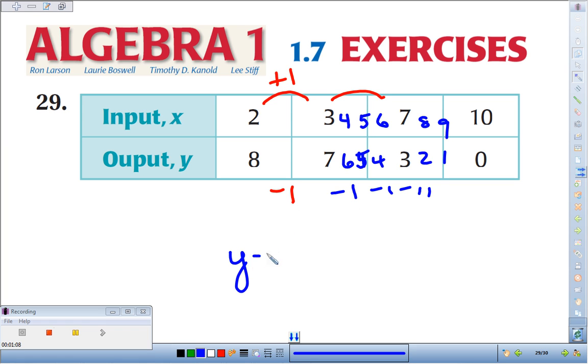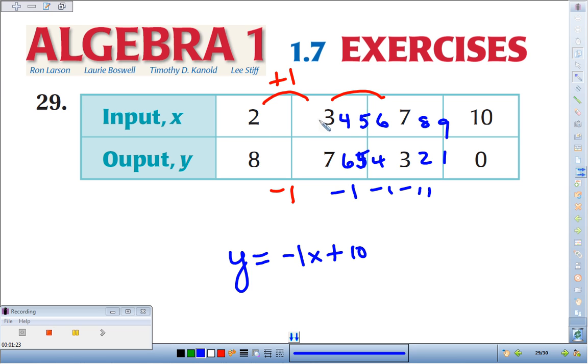Our output, y, we're going to have to multiply the input by -1. But does that work? 2 times -1 is -2, not 8. So how do I tweak it? Well, if I add 10 to it, that should give it to me. -1 times 2 is -2. If I add 10, yep, I get 8.